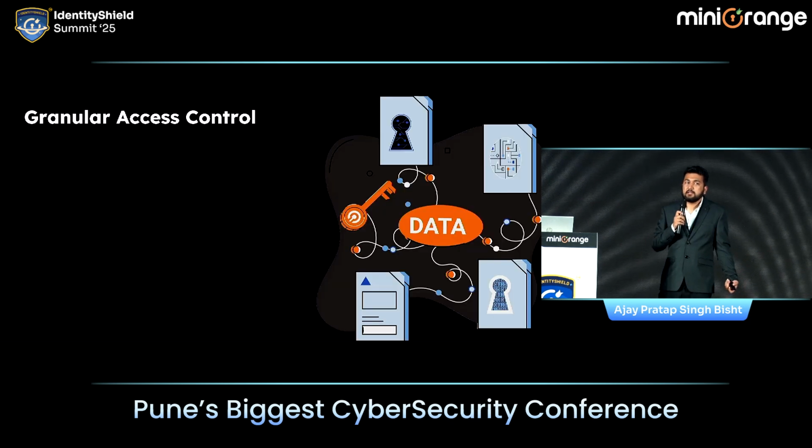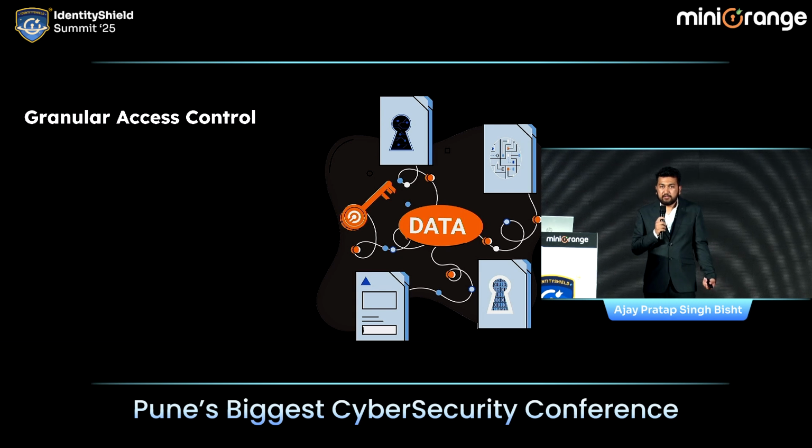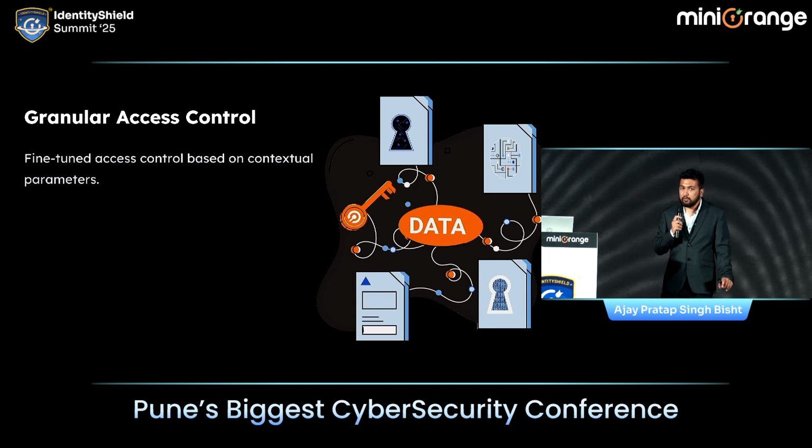Now there comes a topic about granular access control. Granular access control is basically applying the policy on the fine-tuned level, on the lowest level, to restrict the users. Let's say there is a Google Workspace and you want to apply a granular access level. There is Drive, and you don't want your users to use Google Drive. So how can we implement that?